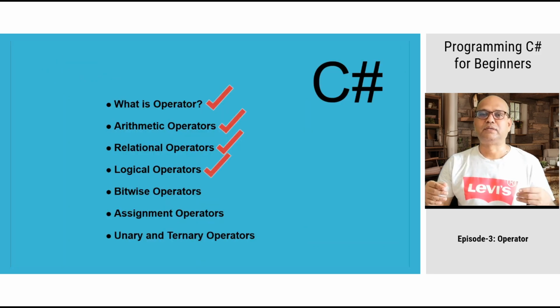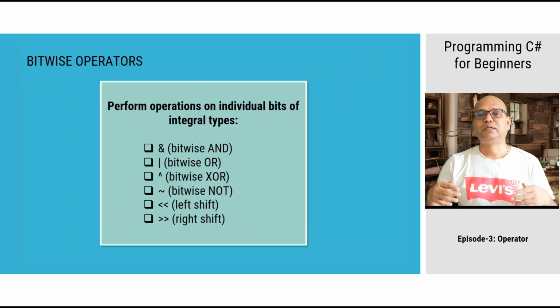Bitwise operators. Bitwise operators perform operations on individual bits of integral types. In bitwise operators, a single ampersand is used for bitwise AND, a single vertical bar is used as bitwise OR, the caret symbol is used for bitwise XOR. The tilde sign is for bitwise NOT. Double less than is used for left shift. Double greater than is for right shift.